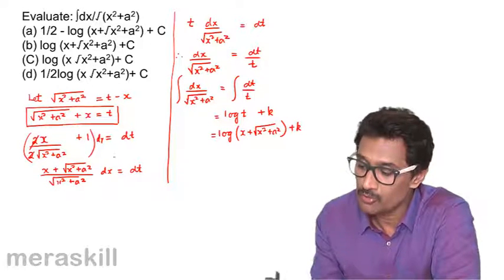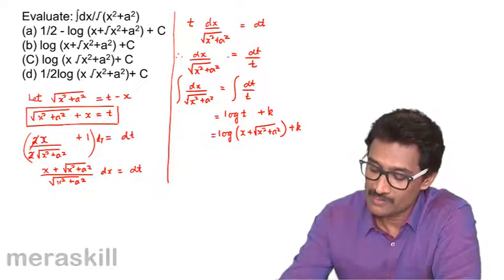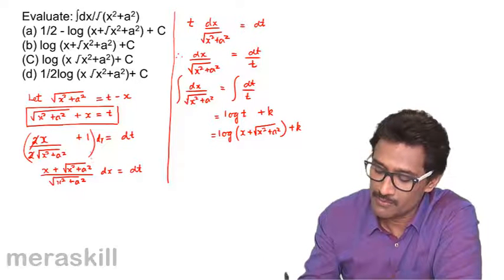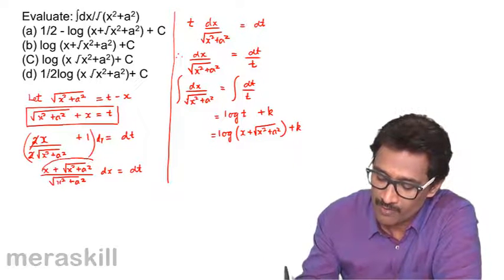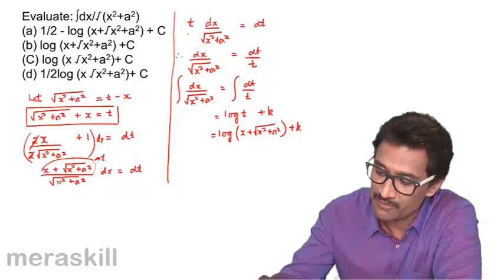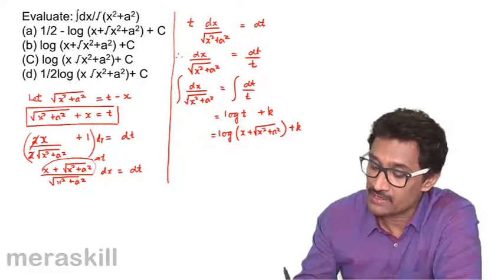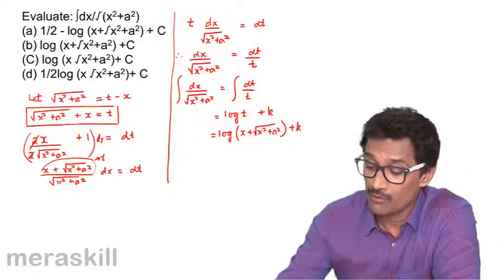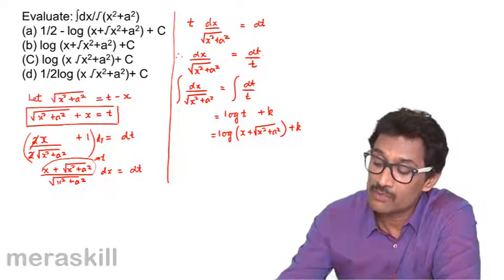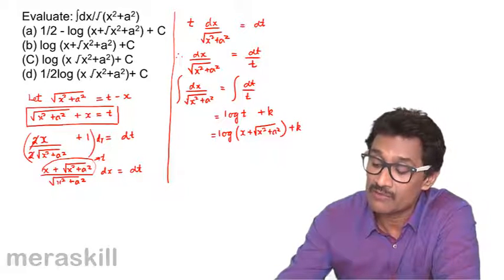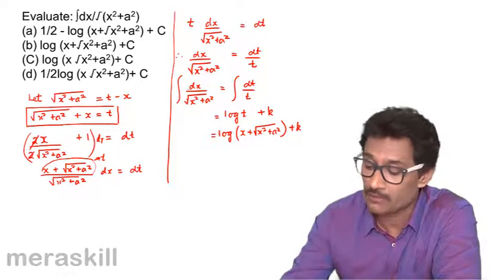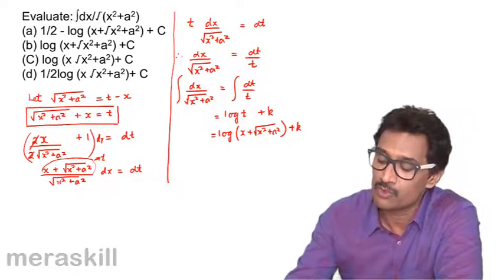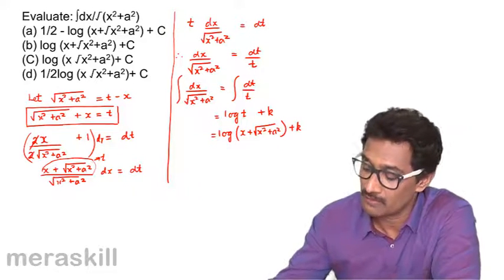Now dx upon root x square plus a square. So ultimately this part, of course, is t, which we have written over here. Upon dx upon root x square plus a square is dt. We rearrange it. Now we have dx upon root x square plus a square is dt by t, but this is the value whose integral we need to find. So it's the integral of dx upon root x square plus a square, which is nothing but this.